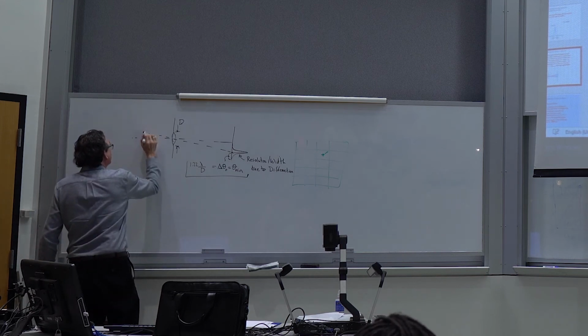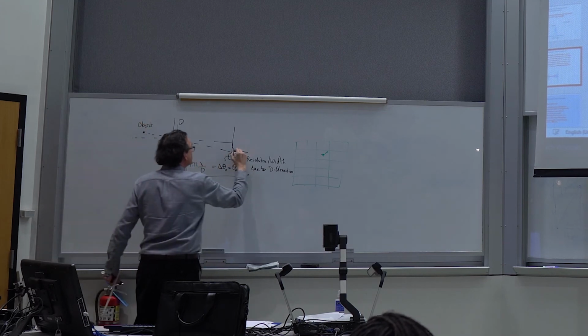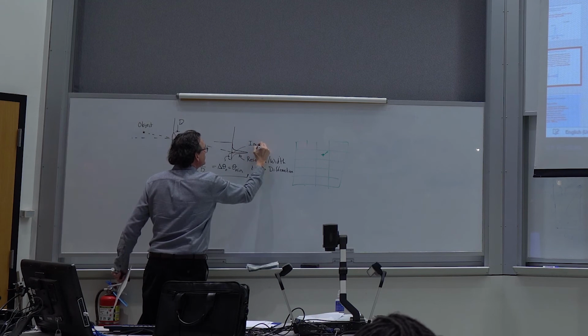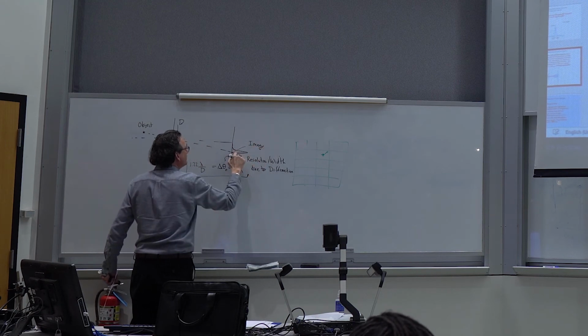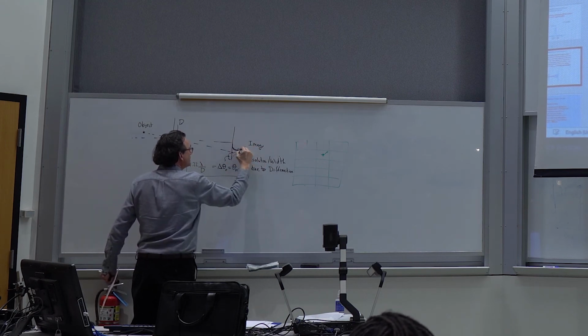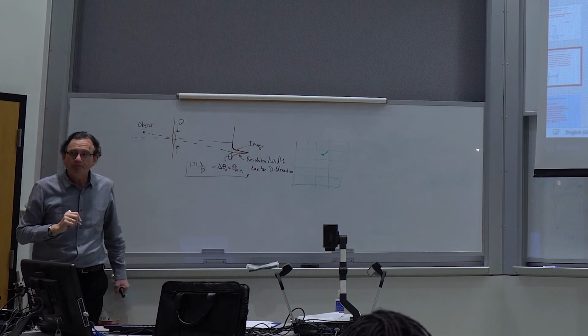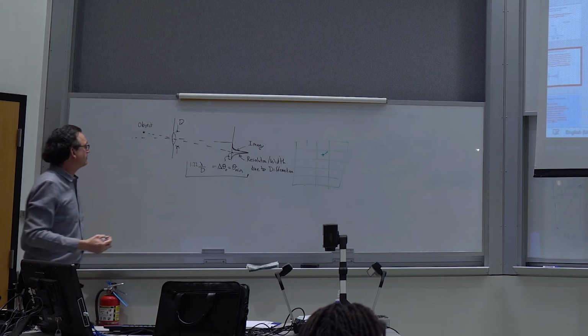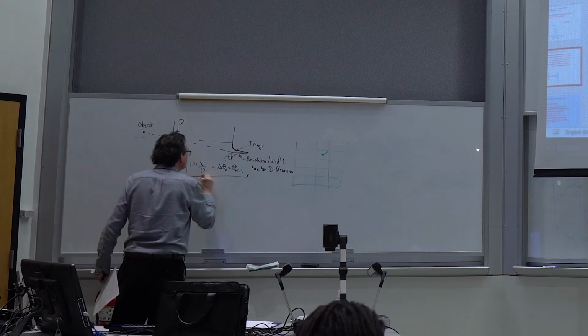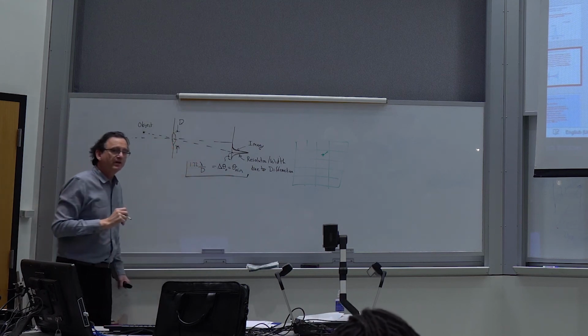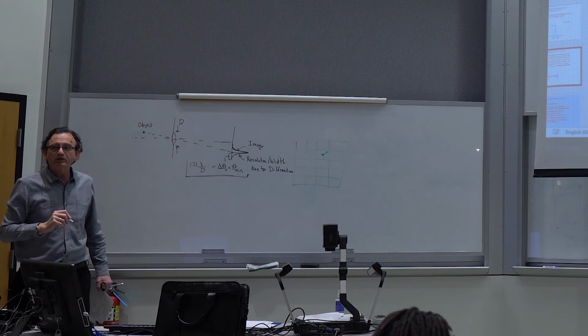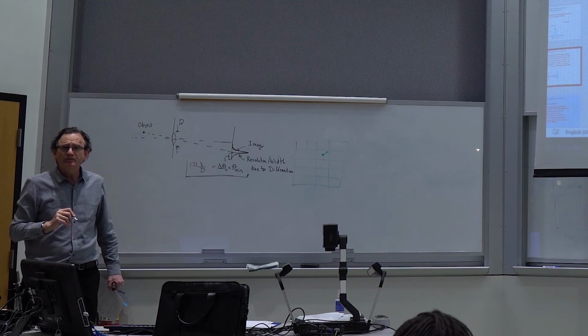This is the object, and this is the image. The image is not the point. The image is this intensity profile. It's been blurred out. And the amount by which it's been blurred out is 1.22 times lambda over d. That's the angular width of the blur. Okay?